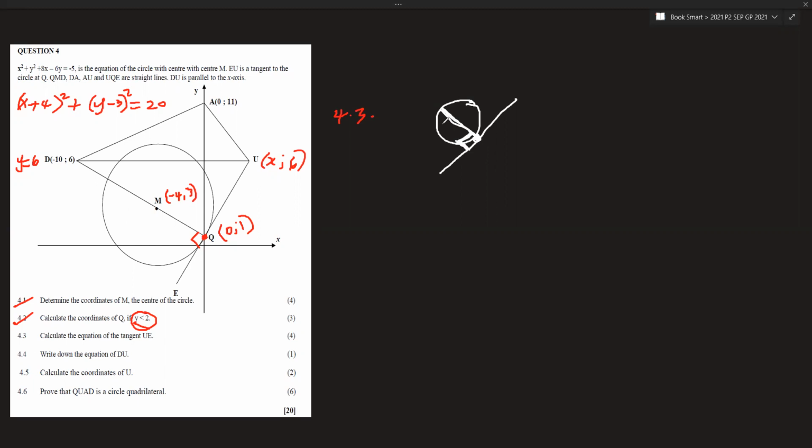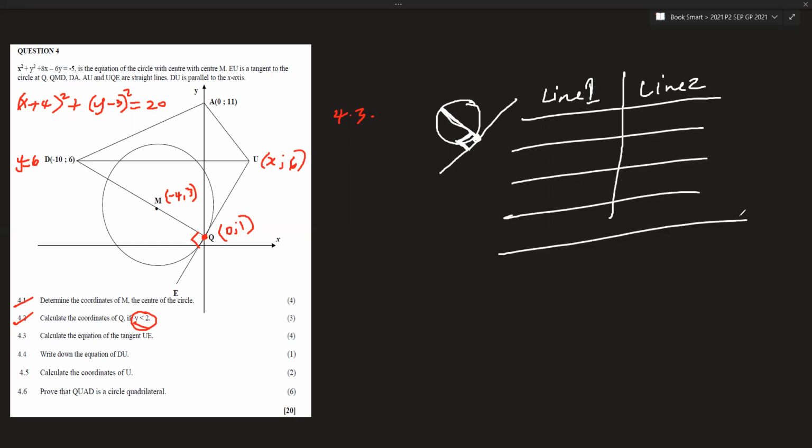In simple terms, you can always think of gradients of perpendicular lines as negative reciprocals. What I mean is this. Let me just show you a scenario here. Let's say I have line 1, which is the first line, and then I have line 2 this side. And these two lines are perpendicular. I'll just give you random gradients here, and then we're going to discuss. Let's say the gradient of this one is 3.